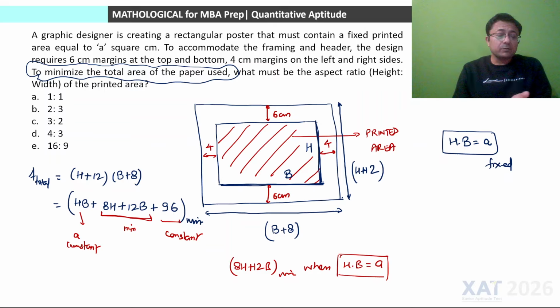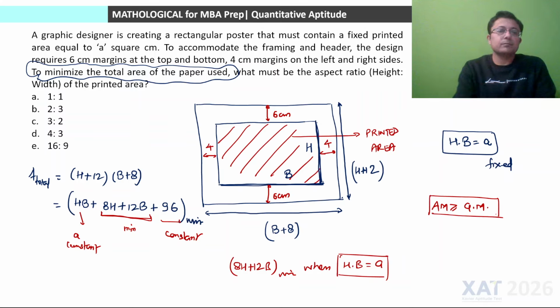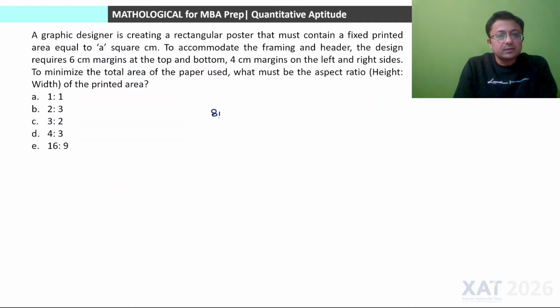जब भी कभी हमें मिनिमम वैल्यू आइडेंटिफाई करना हो, प्रोडक्ट इज गिवन, या मैक्सिमम वैल्यू आइडेंटिफाई करना हो प्रोडक्ट का, और सम का वैल्यू इज गिवन, इन बोथ केसेस वी हैव टू अप्लाई AM greater than equal to GM, arithmetic mean greater than equal to geometric mean. Okay, so यहाँ पे भी अप्लाई कर देंगे. So arithmetic mean of 8H and 12B, that will be 8H plus 12B divided by 2, and this must be greater than equal to geometric mean. Geometric mean क्या होगा? Square root of, because there are two numbers, the square root of 8H into 12B.